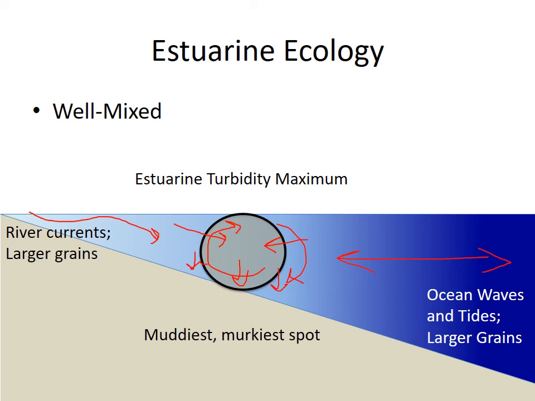So just be aware that somewhere in the middle of the estuary, because of the sort of interface between the river-influenced area and the ocean-influenced area, there's sort of this no man's land called the estuarine turbidity maximum, which is sometimes abbreviated ETM.